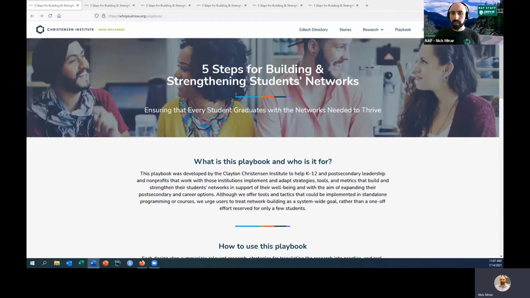But this resource is really meant to be an educator-friendly playbook, which is meant for all types of audiences: teachers, nonprofits, anyone interested in strengthening those students' networks and making those new connections. So I'm gonna skip down a little bit and just kind of talk about the structure of the playbook before we actually get into it here. So each step for building and strengthening students' networks is broken down within this playbook and has a number of useful elements within each section.